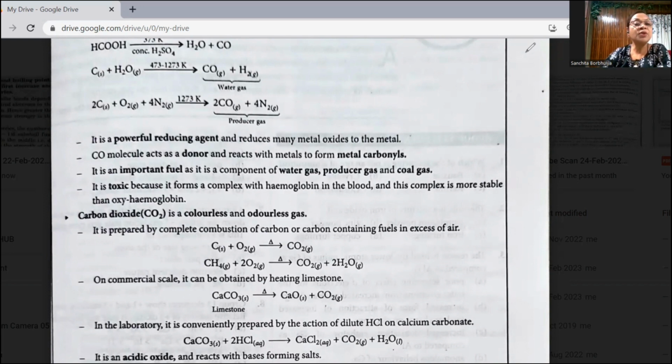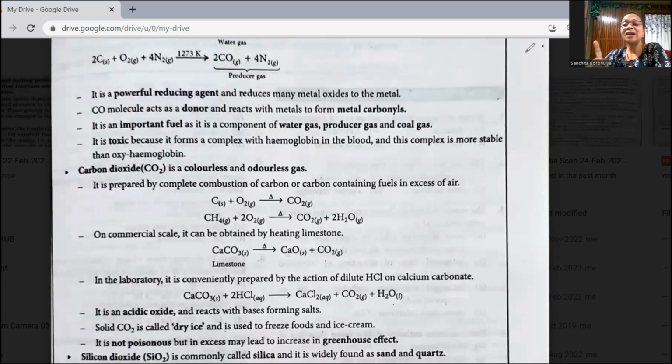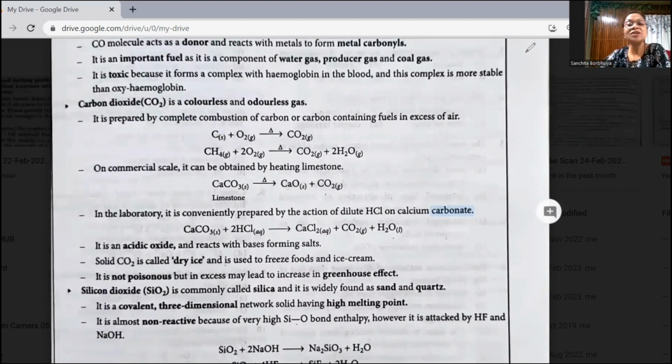Carbon monoxide is used in metallurgy to get the respective metals from their oxides. You know that about carbon monoxide. It is used as a ligand also. It forms nickel tetracarbonyl, iron pentacarbonyl, chromium hexacarbonyl, and so on and so forth. You must have done this in your coordination compounds. So carbon monoxide acts as a donor and forms metal carbonyls. Carbon monoxide is also an important fuel. It is used in water gas, producer gas, coal gas, but it is toxic and it forms carboxyhemoglobin. So that is one disadvantage of carbon monoxide.